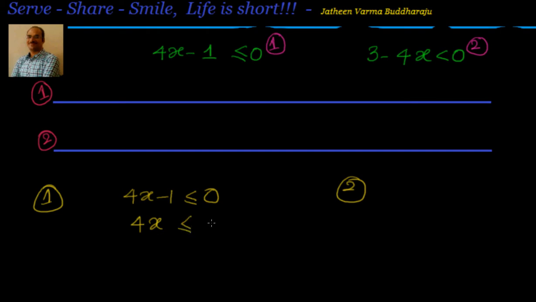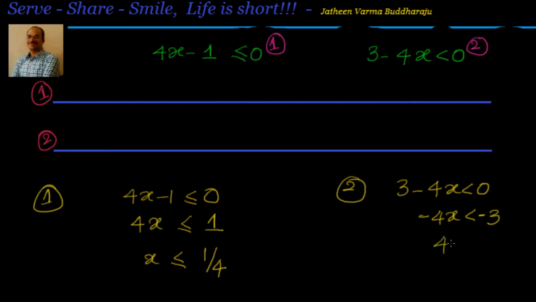So it becomes 4x less than or equal to 1, or nothing but x less than or equal to 1 by 4. That is the first linear inequation. Now let's go to the second one. 3 minus 4x less than 0, or minus 4x less than minus 3, or can I say 4x greater than 3, because when you multiply by minus the sign will switch. It becomes x greater than 3 by 4.